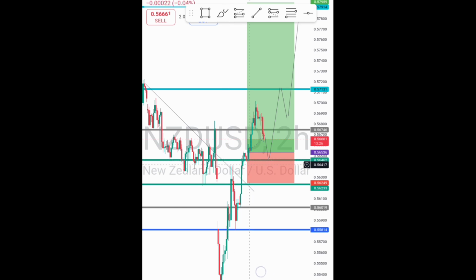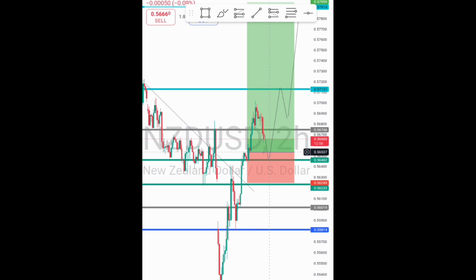So I got in at this zone here. This particular zone, I got in at the psychological level of 0.5642 resistance. So this is where I entered. Immediately the market pushed in my direction. I sent this signal to the group yesterday.